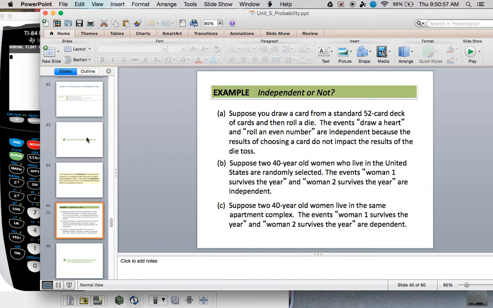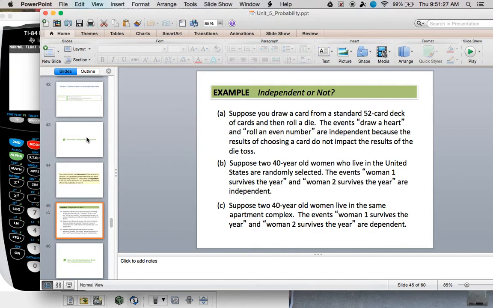If you draw a card from a standard 52 card deck of cards and then roll a die, well, first of all, and I hear this from a lot of my students, they're not too sure of what a standard 52 card deck is comprised of. You must know that for a course like this. 4 suits, 13 cards in each suit. You must know that it goes from 2 up to 10, Jack, Queen, King, and Ace. Get familiar with a deck of cards.